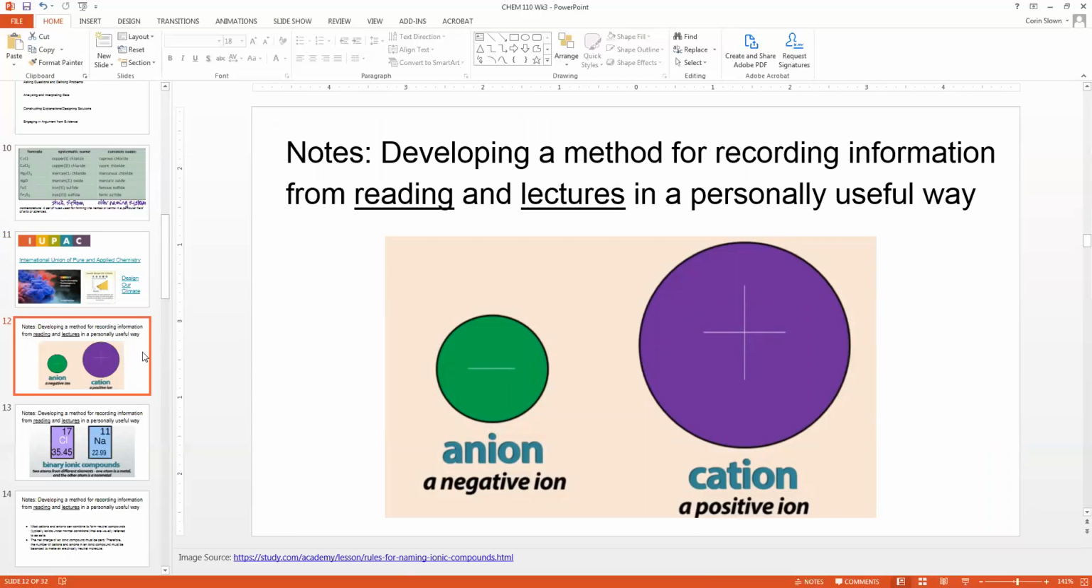So in terms of our notes, we're thinking about how we develop a method for recording information from reading and lectures in a personally useful way. So the first piece of information that you want to find in your notes is this working definition of anions and cations. So an anion is a negative ion, cation is a positive ion.